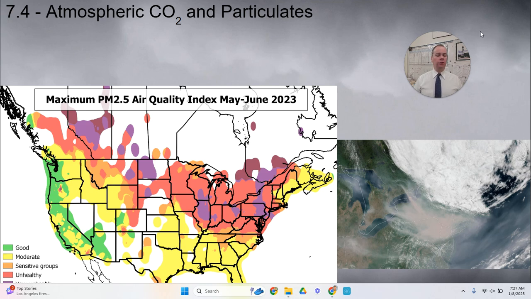And forest fires also, besides particulate matter, they release carbon monoxide, they release nitrogen oxides. There's many pollutants that are released when wood combusts during these forest fires.